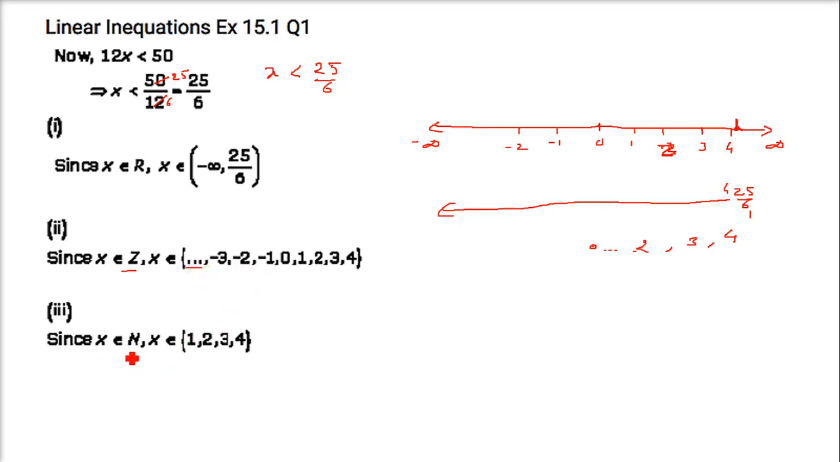Coming to natural numbers. We know natural numbers always start with 1. So we just have to come till here. So from here we start. 4 is there, 3 is there, 2 is there and 1 is there. So 1, 2, 3, 4. This is the solution.